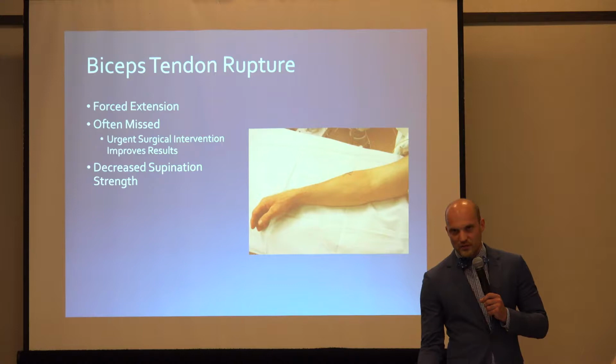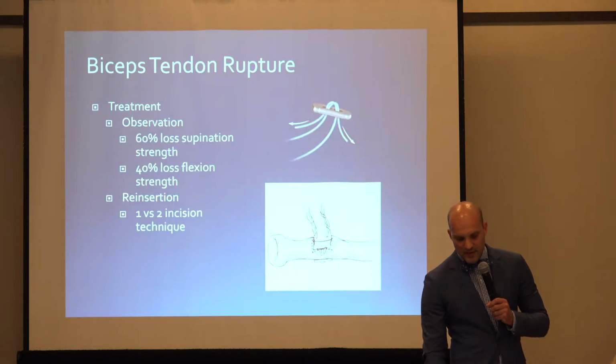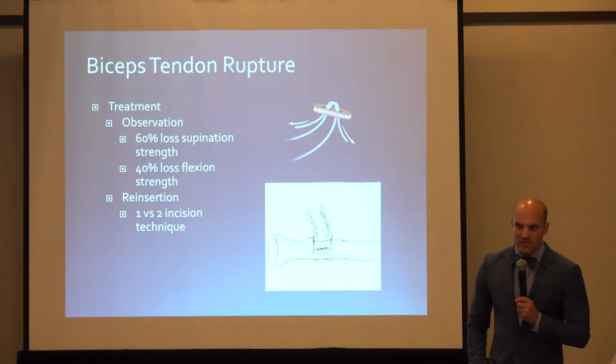The most common presentation is that they try to lift something, they feel a pop, and they develop bruising and swelling around their elbow. X-rays are usually negative. The biggest thing you see is decreased strength with supination. So they'll be able to flex, but they can't turn. They think they're fine because they can flex their arm. Months go by, and when they're trying to turn something at work, they find they fatigue very easily, and that's the issue. So with biceps tendon rupture, what we do obviously is repair it.